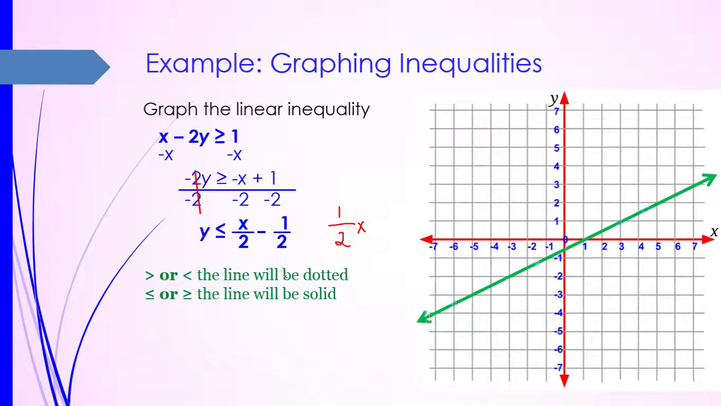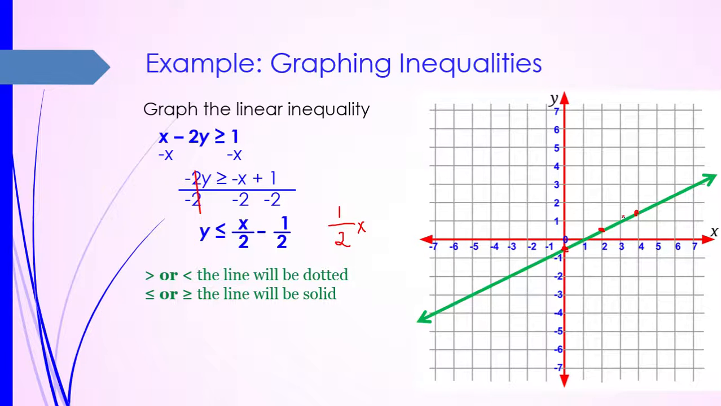So we're going to draw a solid line because it is less than or equal to. Notice here's the y-intercept, negative 1/2, which is between 0 and negative 1. If you go up 1, right 2, there's another point, and you keep going. That's how that graph looks.